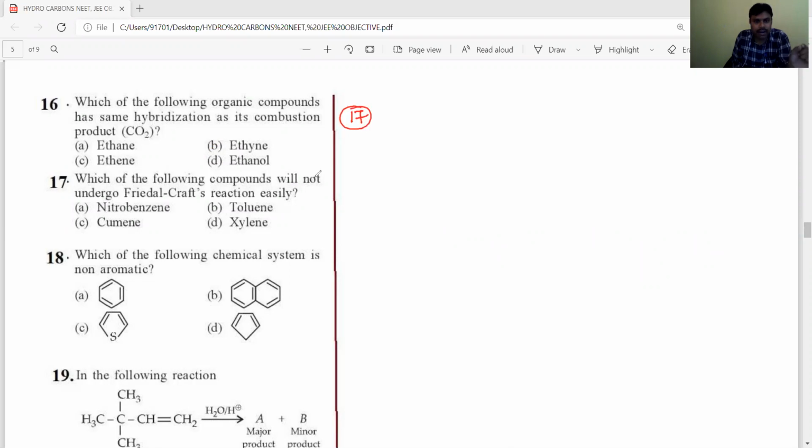17th question: which of the following compounds will not undergo Friedel-Crafts reactions easily? I already told you the Friedel-Crafts exceptions. One is that Friedel-Crafts reactions are not possible on a benzene ring having an OH group or NH2 group, like aniline and phenol derivatives, because lone pairs are present. These lone pairs will attract the AlCl3 and produce a complex. That's why the catalytic activity decreases, and Friedel-Crafts reactions are not possible.